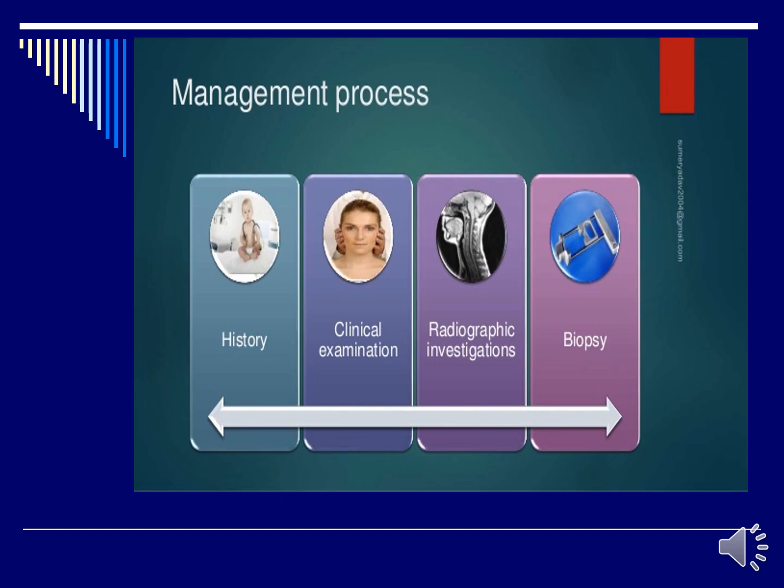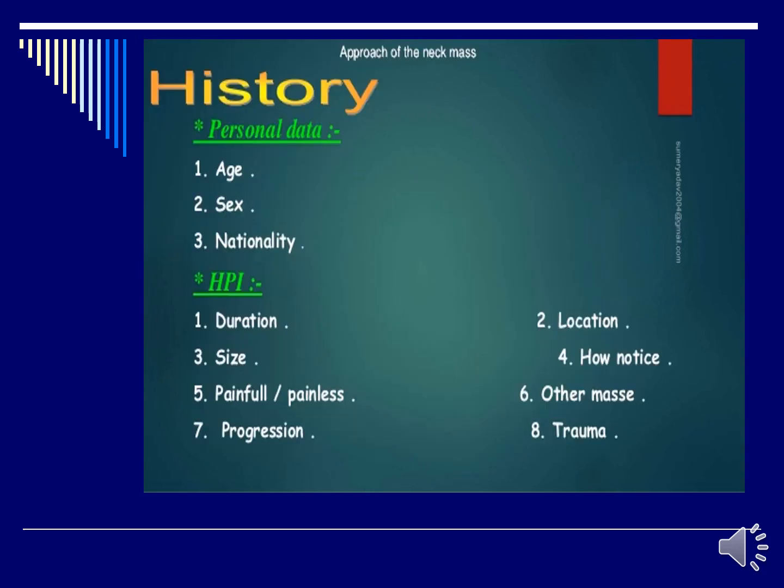Now, how to manage patients with a neck mass, whether anterior, posterior, lateral, or middle? We start with history, clinical examination, investigation, biopsy, and treatment. First, history. We have to take time with the history, because each point in the history points the way to diagnosis.